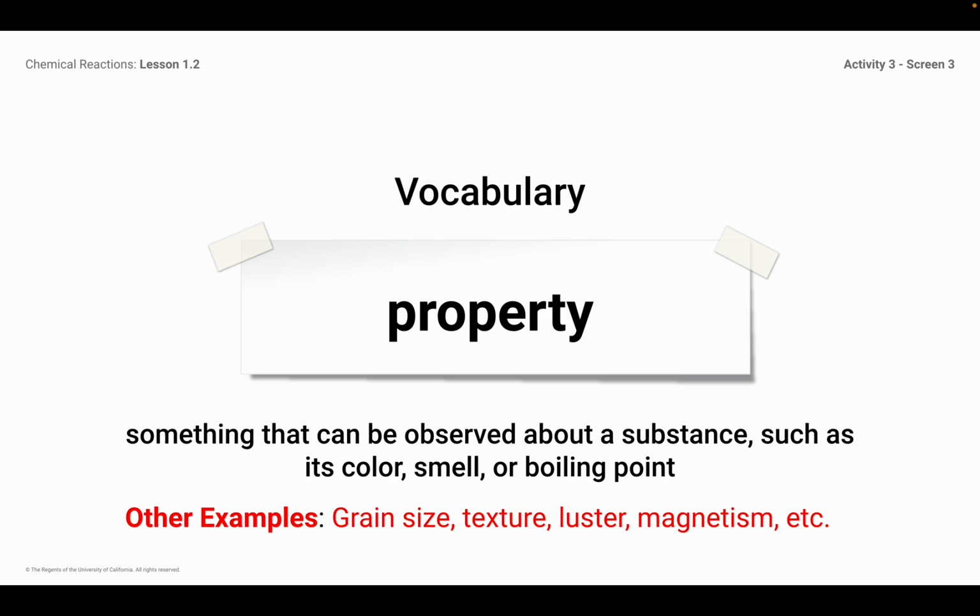Grain size, if you remember from our rock unit, is the size of the material that makes up that matter. So if it's large, if it's small, we call it fine or coarse. The texture is, does it seem really soft? Does it seem bumpy? More specifically, you're going to be looking, is it granular? Is it powder? Is it super fine? The luster is, does it shine? Does it look metallic? And then magnetism, is it magnetic?